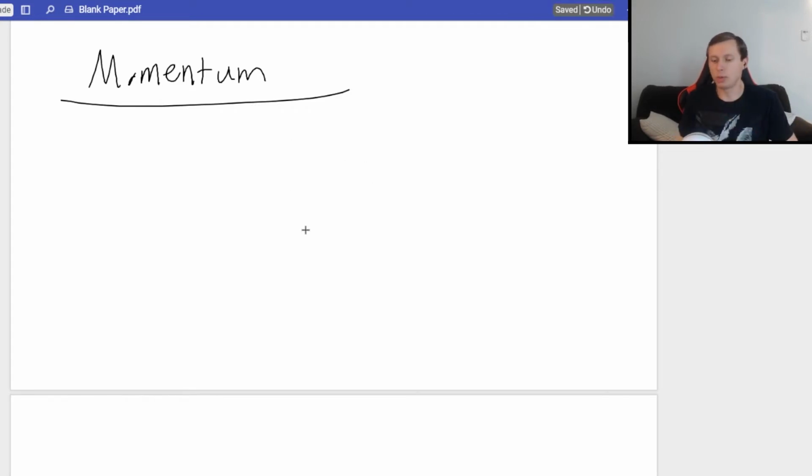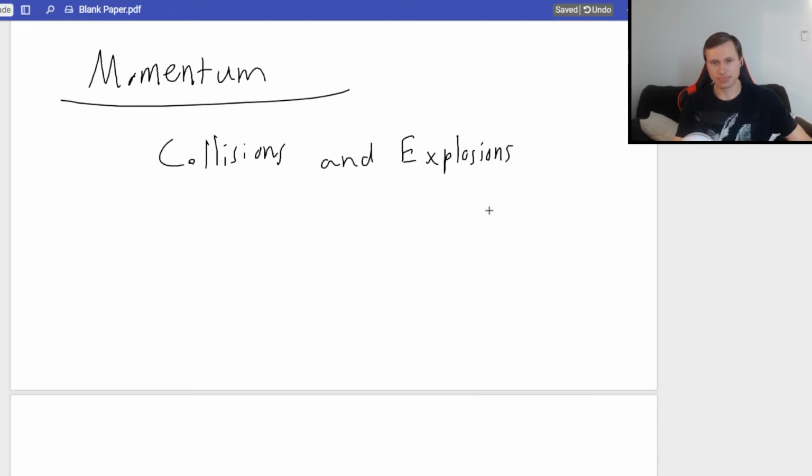Okay, so how do we deal with momentum problems? First of all, how do we know we're dealing with momentum problems? Again, we're talking about collisions and explosions. Very cool things in physics, isn't it?